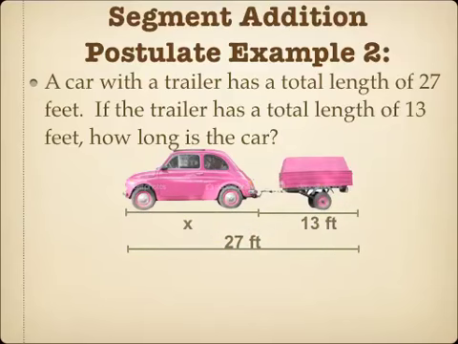Using the segment addition postulate, I can say that the car length, x, plus the trailer length, 13, equals the total length, 27. Now it's just solving a one-step equation. Remember, you do the inverse operations, subtract 13 from both sides, and you find that x equals 14 feet. So the car is 14 feet long.